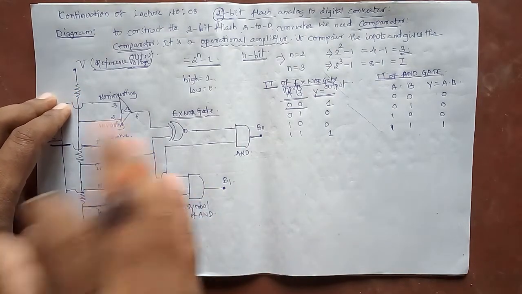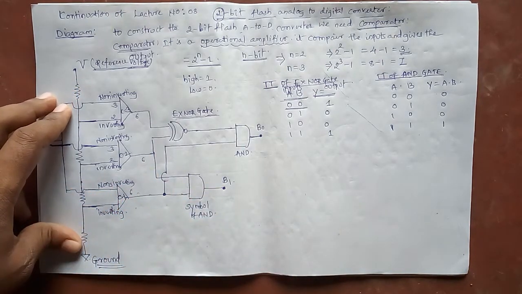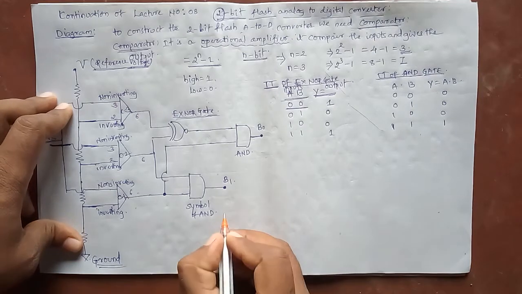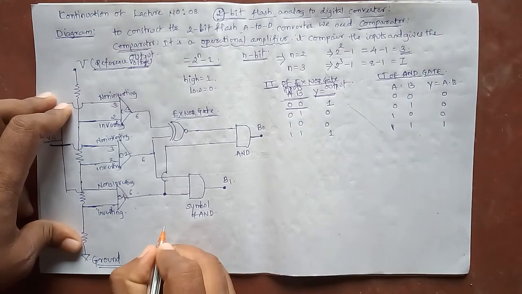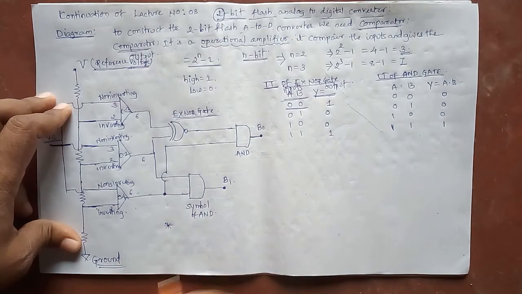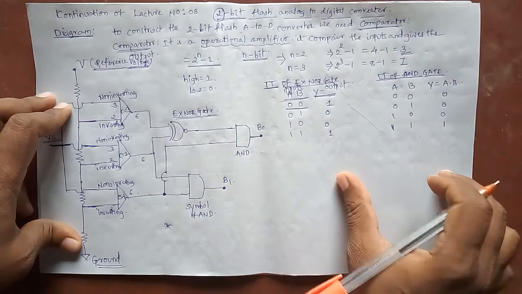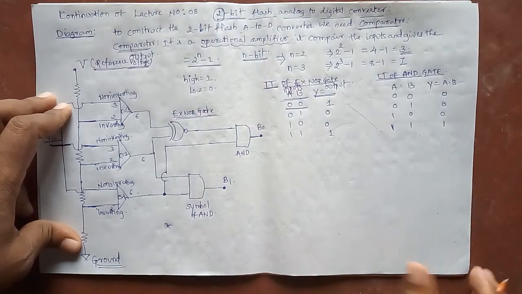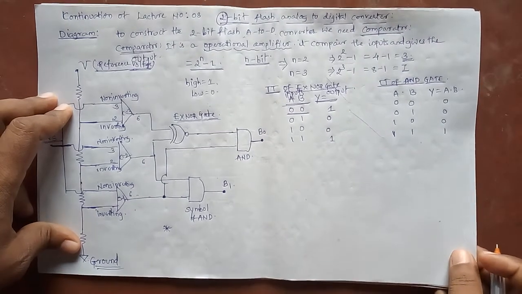Okay, now I come to the working of this 2-bit flash converter. How does this 2-bit flash converter convert analog voltage into digital voltage? For that, two conditions are required. I write those conditions here and I write the truth table here. Condition number 1, these conditions are very important.